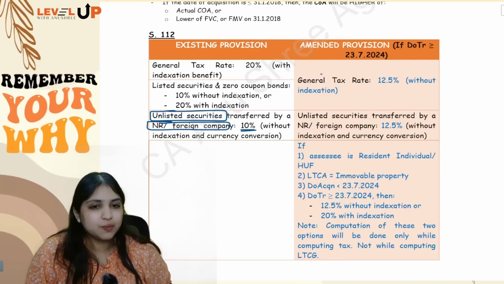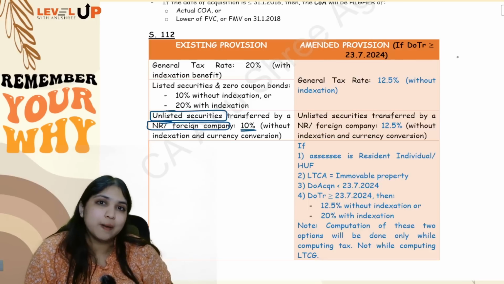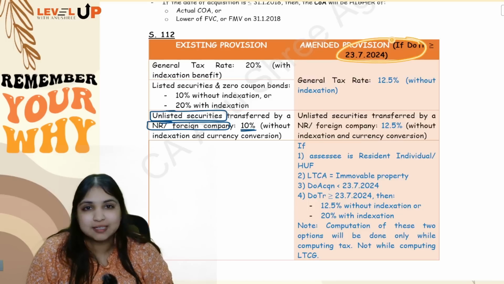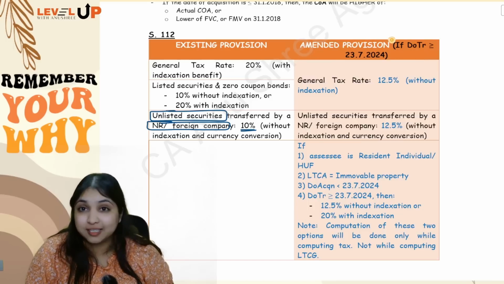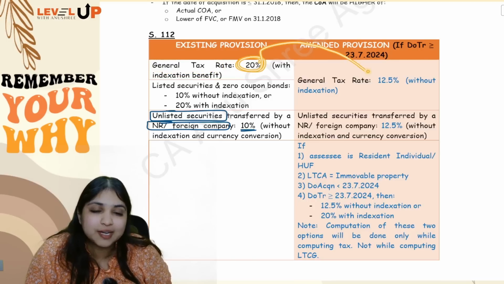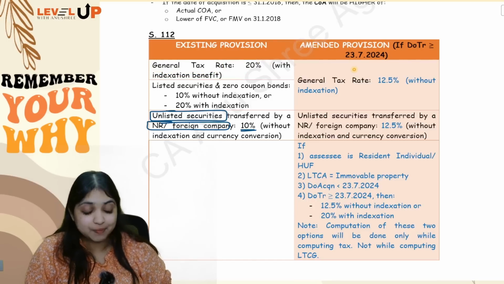Alright. Anyways, coming to the amended provision. This amendment will also apply only if the date of transfer is on or after 23rd July 24. What are the changes? General tax rate has been reduced from 20% to 12.5%. But however, no indexation benefit.